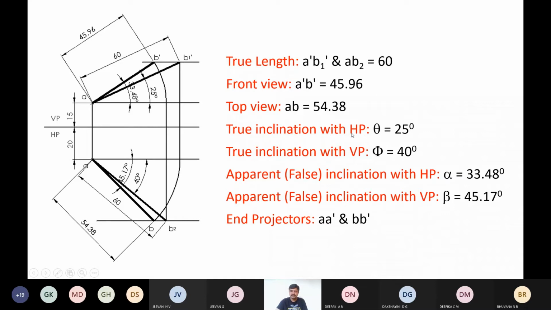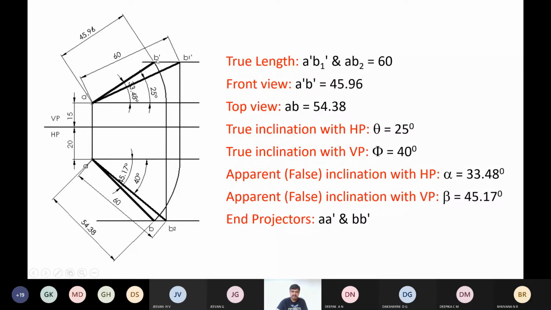True inclination with HP is denoted by theta, that is 25 degree for this problem. Then true inclination with VP is 40 degree, that you can see from the top. Next, the apparent false inclination with HP is denoted as alpha. So this is the false inclination.